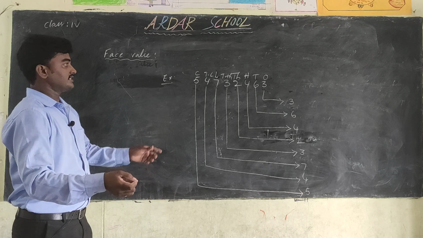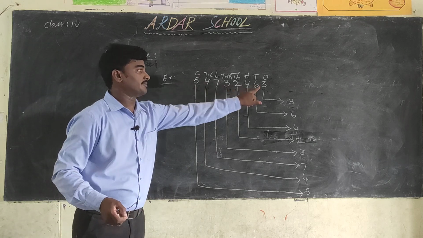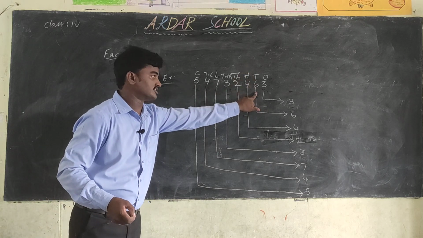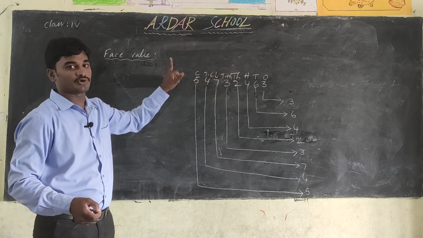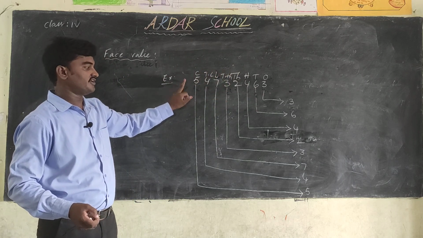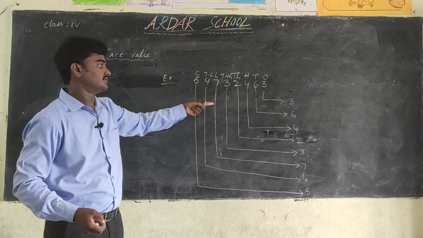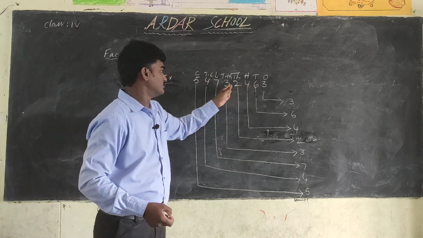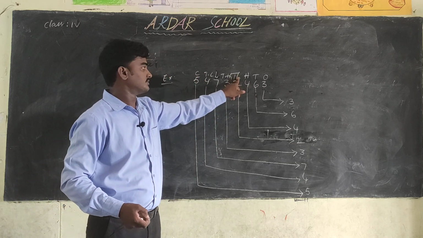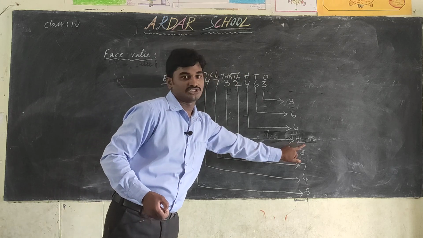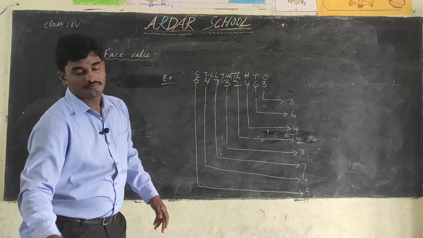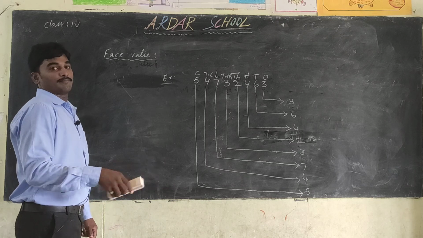So, you have to understand that at whatever place it may be, whether in thousands place, lakhs place, or crores place, the face value of a digit is itself. That is why here 2 is in thousands place, but the face value of 2 is 2. Now, we are going to learn about place value.